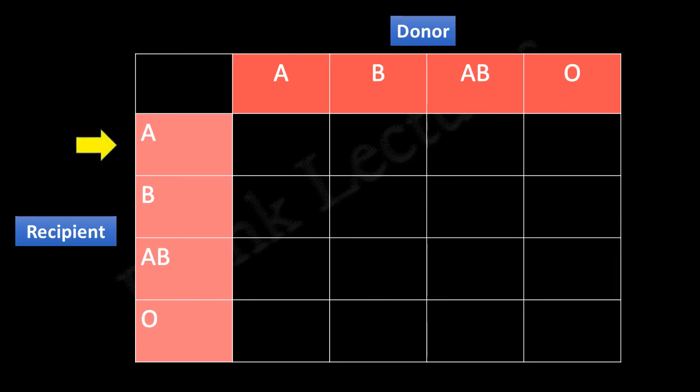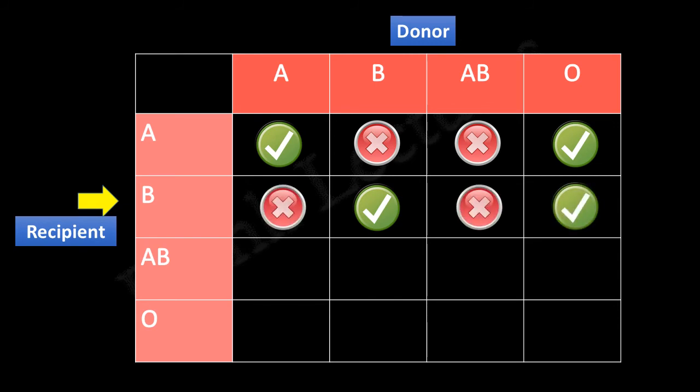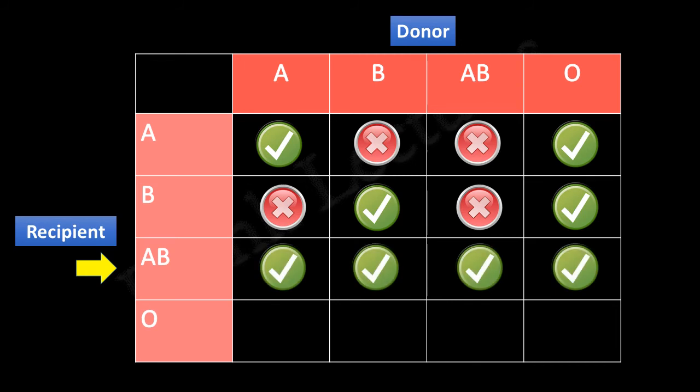Starting from the top, recipient of blood group A can receive blood from blood type A and blood type O donors. They cannot receive blood from B and AB blood type donors because B antigen is not found on recipient of blood type A. Recipient of blood type B can receive blood from donors of blood type B and O. They cannot receive blood from donors of blood type A and AB. Coming to recipient of blood type AB, they can receive blood from donors of all blood types. This is because they have both A and B antigens on their RBCs.